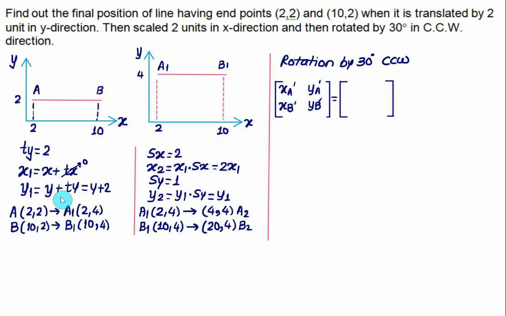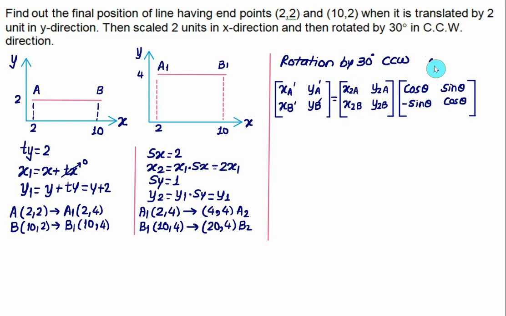After translation and scaling, we obtain the coordinates of A2, B2. So we have to use here x2 of point A, y2 of point A, then x2 of B and y2 of B, multiplied by the rotation matrix. The rotation matrix is cos theta, sin theta, minus sin theta, cos theta. Theta you have to use equal to 30 degrees, and a positive value.